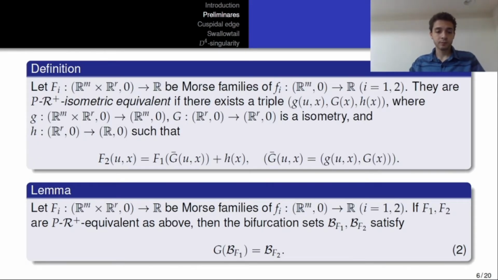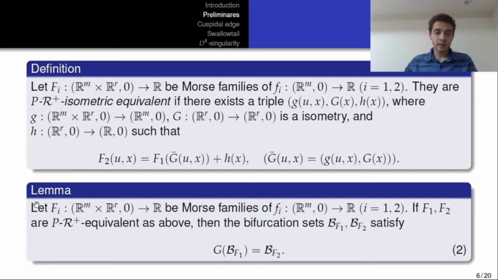Definition. Let F1 and F2 be Morse families of small f1 and small f2. They are PR plus isometry equivalent if there exists a triple, small g, big G, and small h, such that F2 is equal to F1 of g bar plus small h, and g bar is small g, big G. The definition of PR plus equivalence is already known, and it is the same as this, but here we add the name isometric, and we require that G, the big G, is an isometry and not only a diffeomorphism.